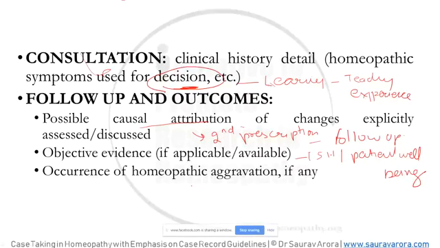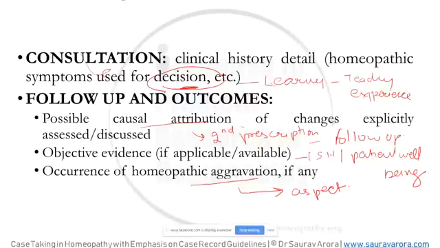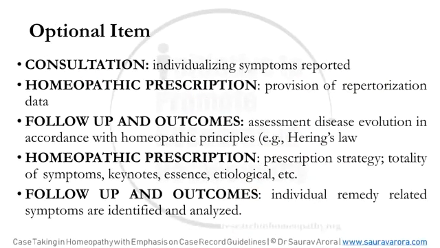The occurrences of homeopathic aggravation, which is a very good aspect of homeopathy. So what these guidelines are basically doing is collating all the homeopathic concepts at one place in a methodical way. Moving further, there are some optional items which you can put in your case: the consultation, whether the individualized symptoms were reported or not, the homeopathic prescription, the provision of repertorization.